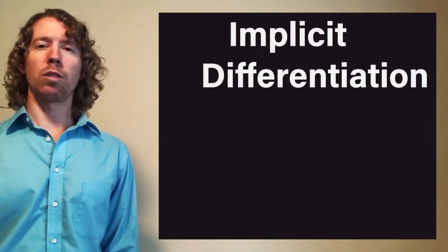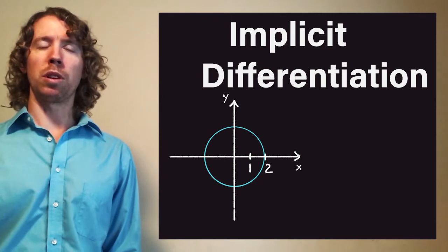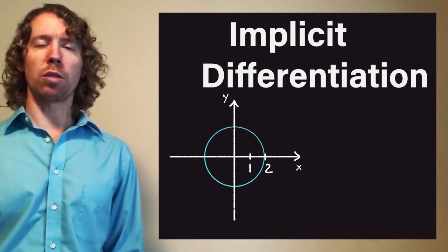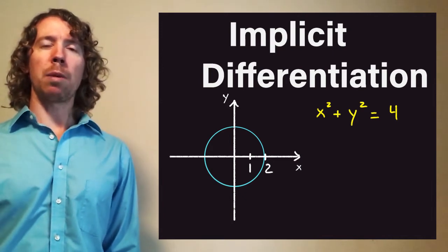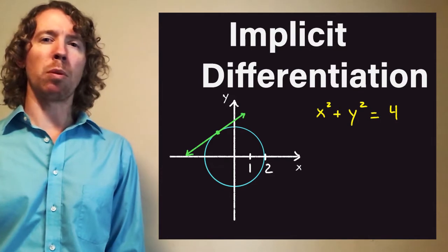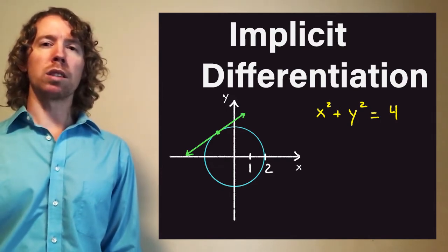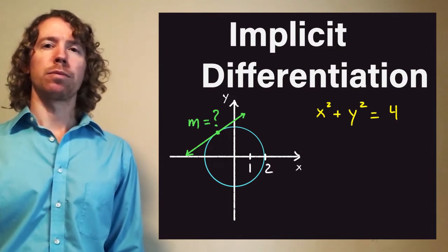Let's say we've got a circle of radius 4. If we stick that on the xy plane and put the origin at the center of the circle, then we get the equation x squared plus y squared equals 4. And now my question is, if you take that circle and you draw a tangent line at any point on that circle, what is the slope of that tangent line? Can you give it to me in terms of x and y?